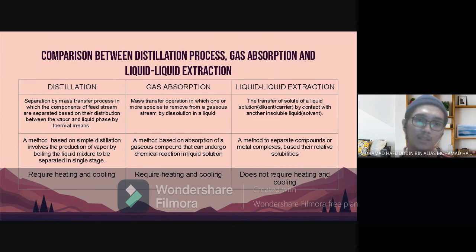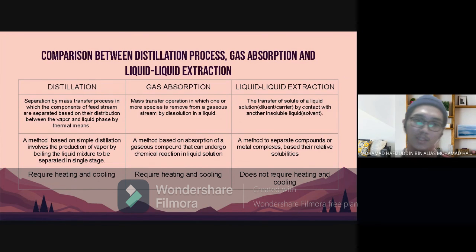So for the method used in the distillation process, the method is based on simple distillation, which is frequently used in the laboratory or industry, which involves the production of vapor by boiling the liquid mixture to be separated in a single stage. For gas absorption, the method is based on absorption of a gaseous compound that can undergo a chemical reaction in liquid solution. For liquid-liquid extraction, it is a method to separate compounds or metal complexes based on their relative solubilities.